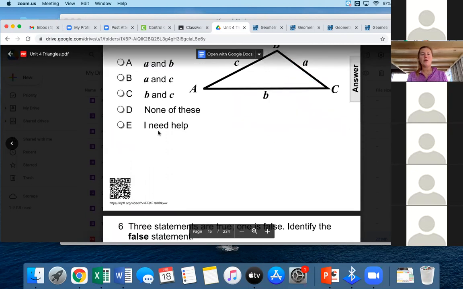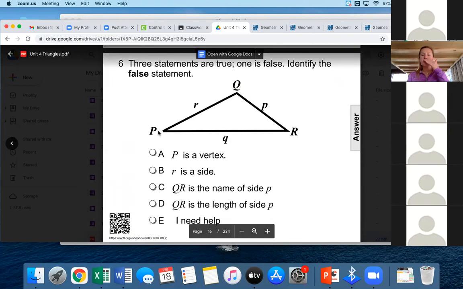If we look at question 6, 3 statements are true and 1 is false. Identify the false. So it says P is a vertex. Well, P being a vertex makes sense because we notice P is right here at the vertex. It says that R is a side. That works. I can actually mark these with true if it helps you.